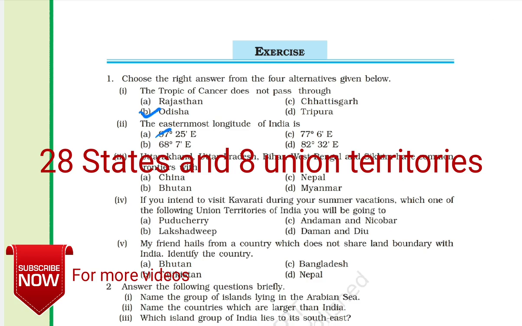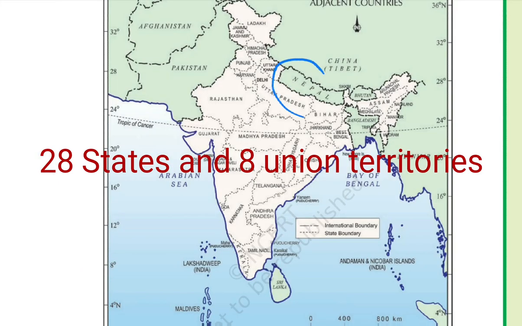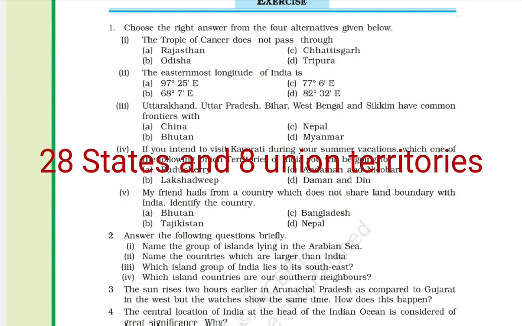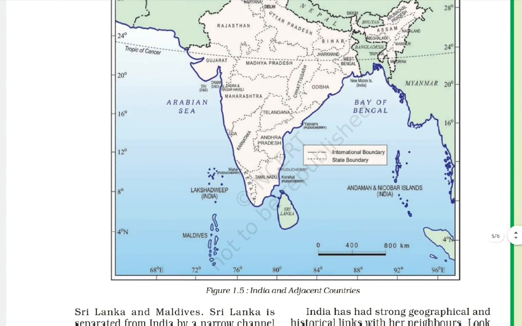Uttarakhand, Uttar Pradesh, Bihar, West Bengal, Sikkim have common frontiers with Nepal. So the right answer is Nepal. If you intend to visit Kavaratti during your summer vacations, which one of the following union territories of India will you be going to? Lakshadweep Islands. Kavaratti is the headquarters of the Lakshadweep Islands of India.